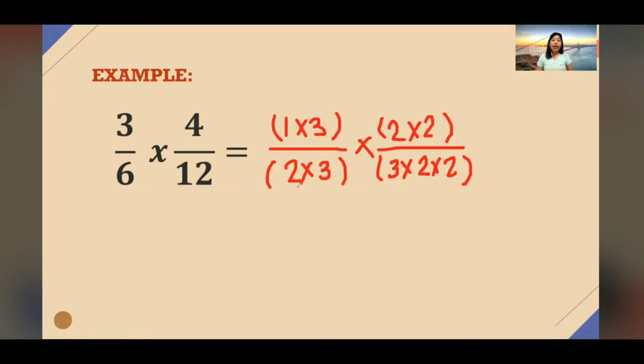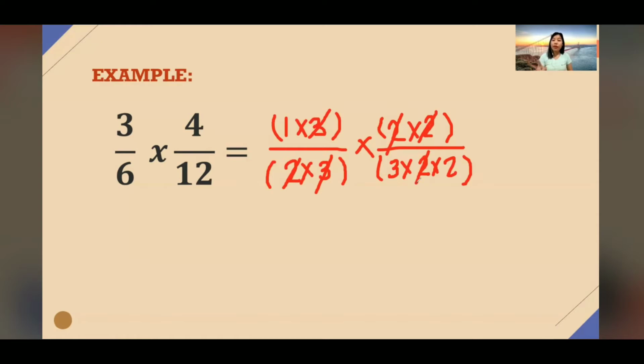Alright? So here, if there is a common factor between anything above and anything below, we may cancel those. So is there 1? No, there is not. How about 3? Yes. So we may cancel this 3 with the other 3 below. We have 1, 2 here, so 1, 2 here. Another 2 and 2. Alright?